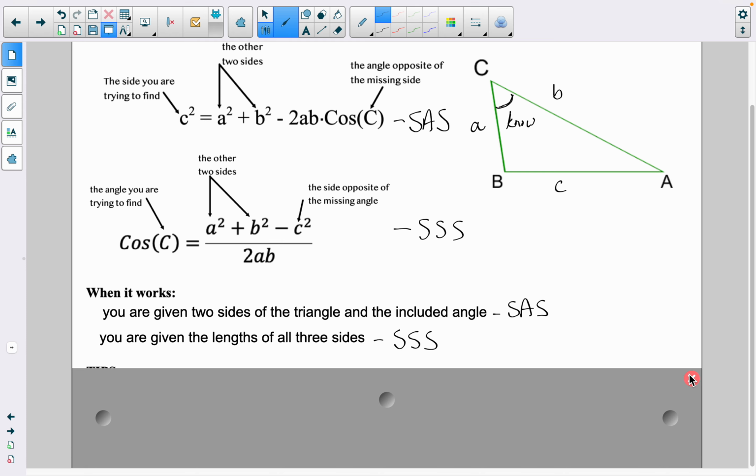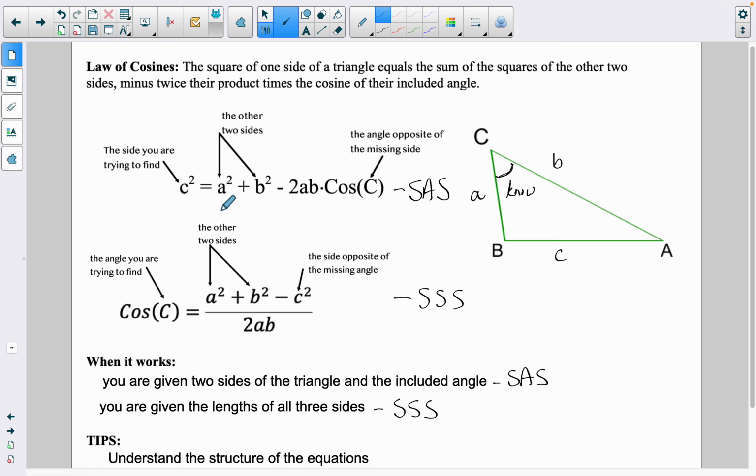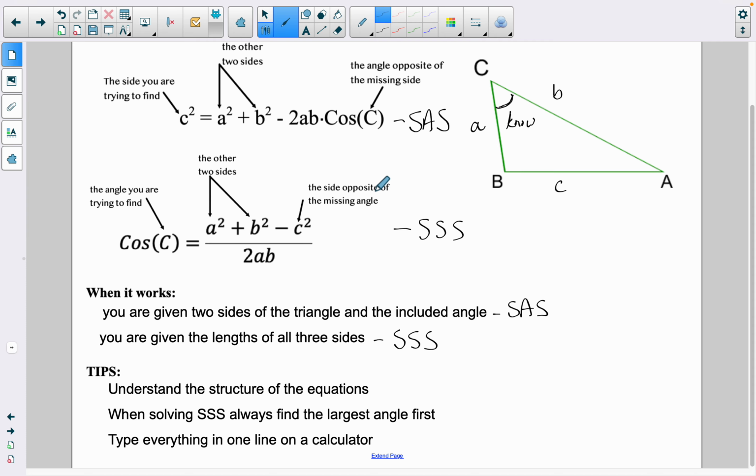Tips for using law of cosines. Here are some. Again, understand the structure of the equation. What I mean by that is you may be looking for side B. So if you're looking for side B, then the two other sides would be your A and your C, and the angle here would be angle B. So understand the structure of that.